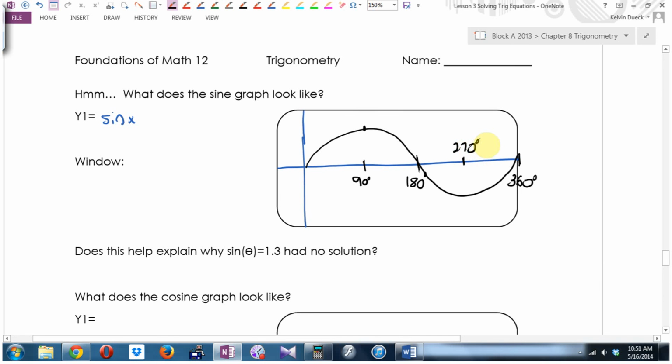Those four corners of the circle actually help me get the shape. The sine graph looks like an S. It starts at 0. At 90, it's at 1. At 180, it's back to 0. At 270, -1. At 360, it's back to 0.